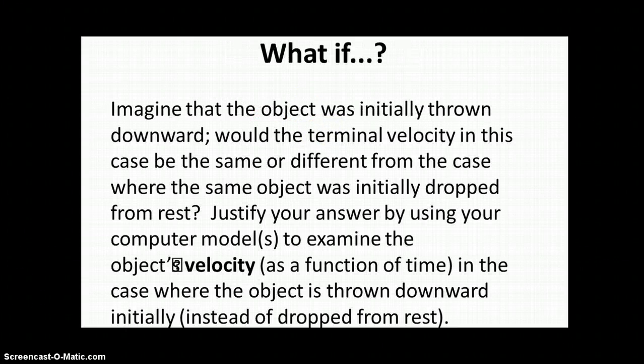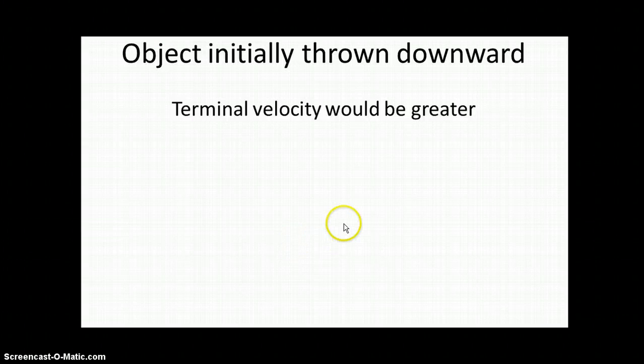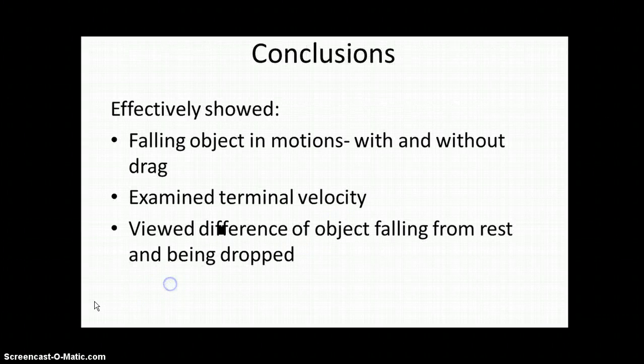Another question is, what if it was initially thrown downward instead of from rest, and what would the terminal velocity be? When the velocity is changed from 0, the graph that is being made is quite constant with little changes. The terminal velocity would be greater since there is a steeper slope. The conclusion is that this lab effectively showed the different things that we were trying to see in this lab.